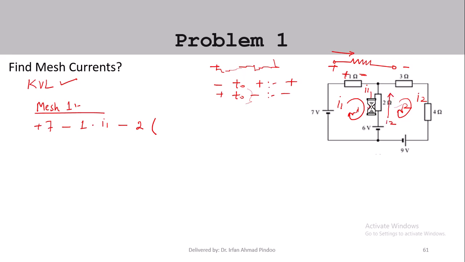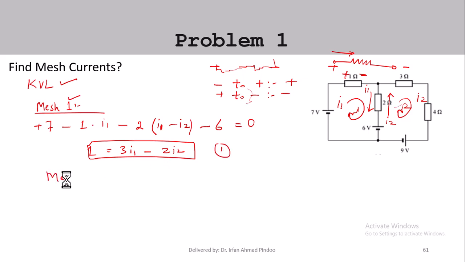Now this 2 ohm resistor is common between I1 and I2, so we have to write here I1 minus I2, because right now mesh 1 is the reference, so I have to write 1 minus 2 rather than 2 minus 1. Then I will write minus 6 equal to 0. Okay, so that makes 1 equal to 3I1 minus 2I2. Okay, that is my equation number 1.